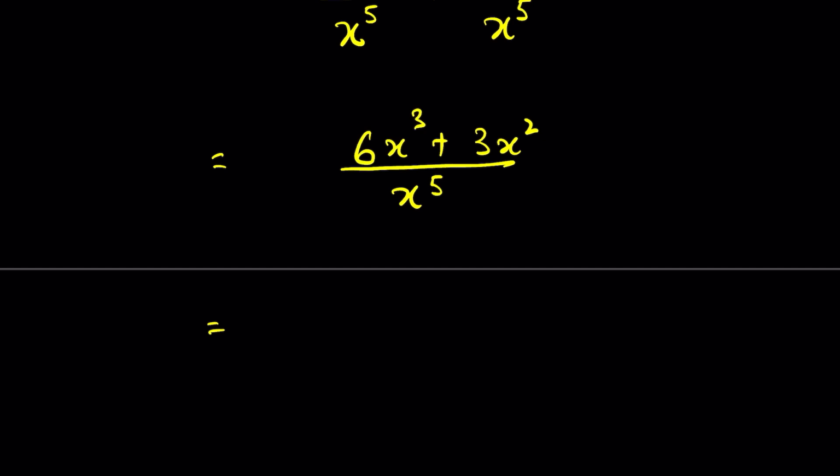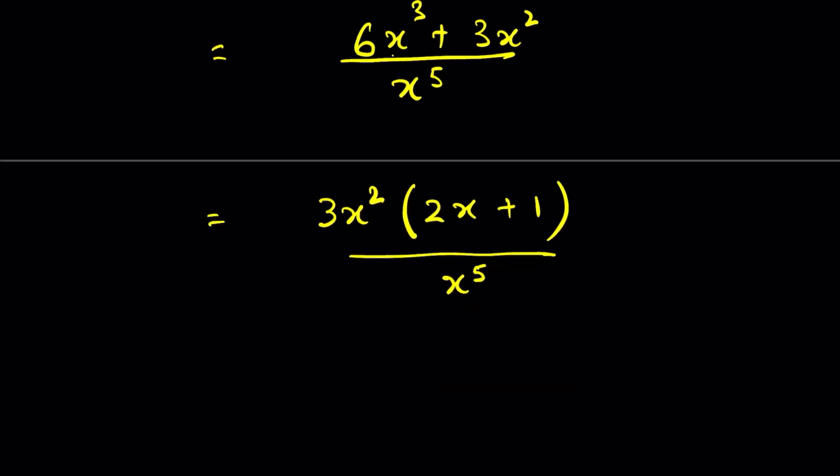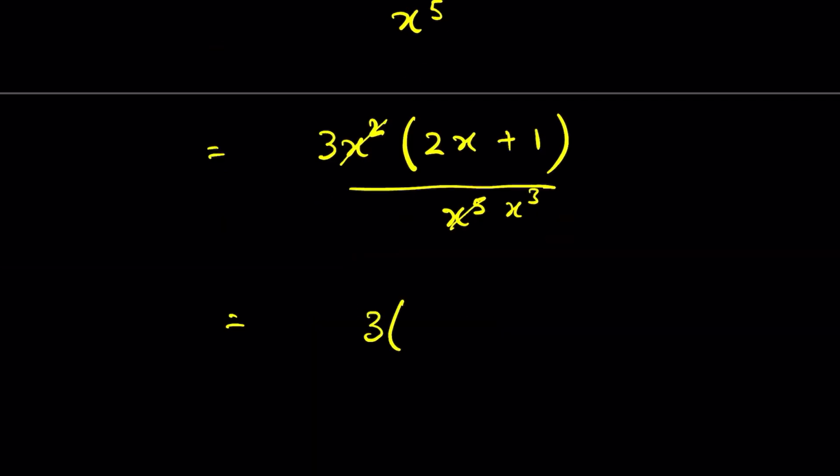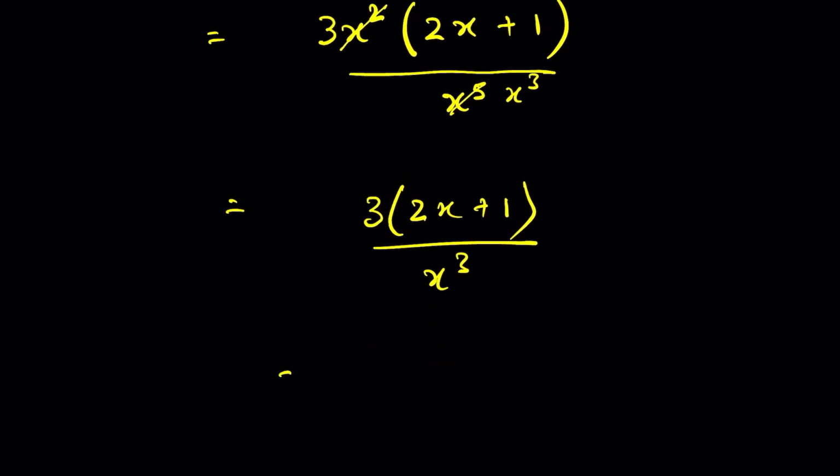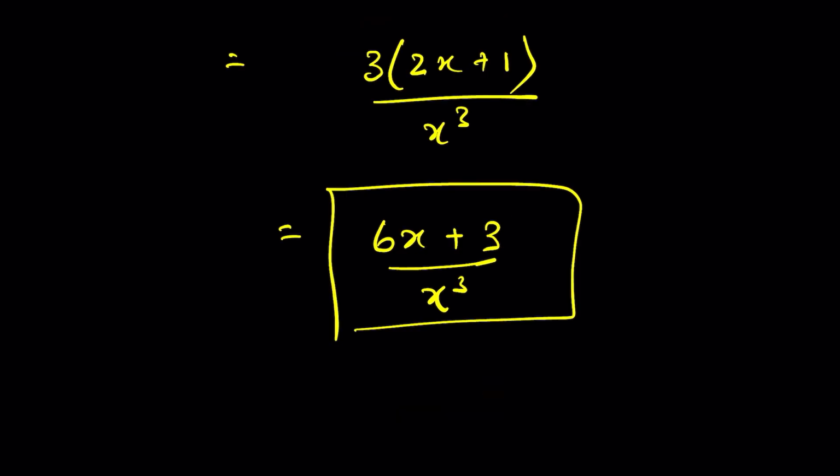Now again 6x³ and 3x², in this we have x², or we can say 3x² is common, so we can write 3x² outside the bracket and write 2x. 3 times 2 is 6 and x² times x will be x³, plus 1, upon x⁵. Now you can cancel this x² with x⁵, so this will be 3 times (2x + 1) upon x³, or you can also write it as (6x + 3)/x³. So this is how algebraic fractions work.